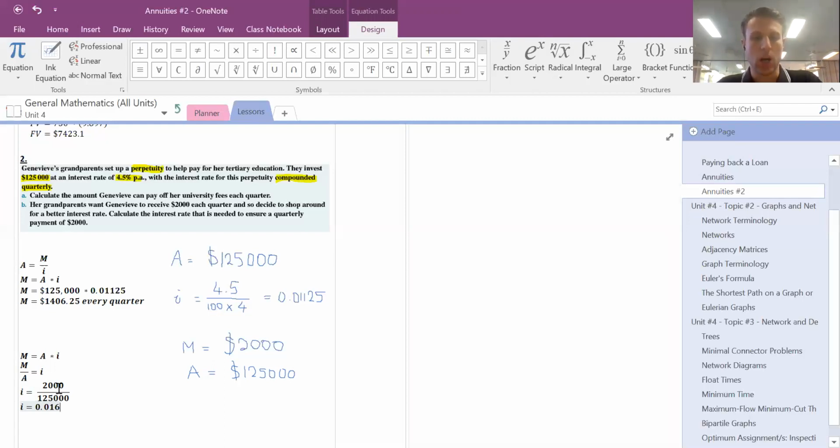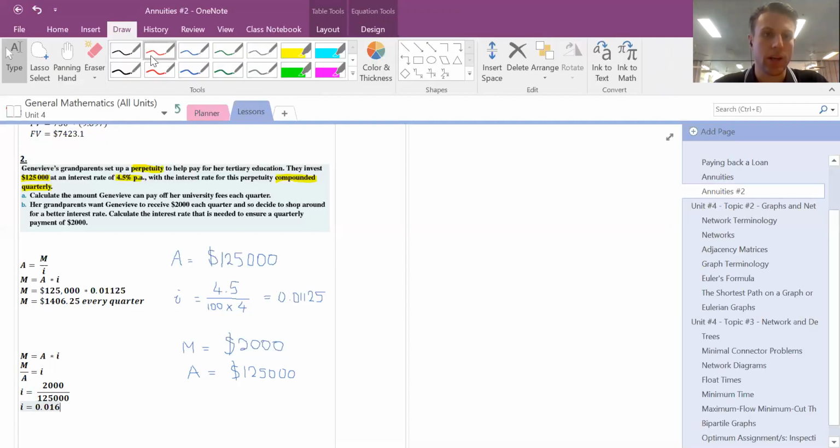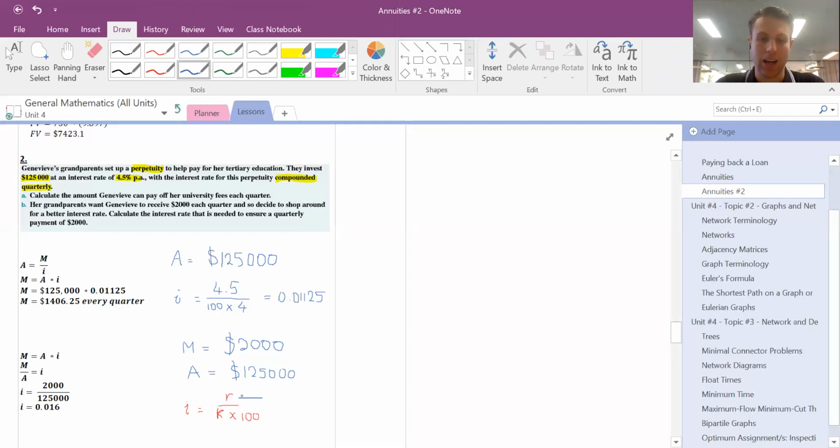So we've got to think about what are the alterations that we normally do with I. Now, I might do that as a drawing over here. Our I is normally our rate divided by our compounding period, which we're going to label as K, and it's normally times by 100. Which means we need to do a little bit of rearranging to work out this value of R. R is what we're really wanting to know. What is the rate as a per annum? So we can do that by going back down to here.